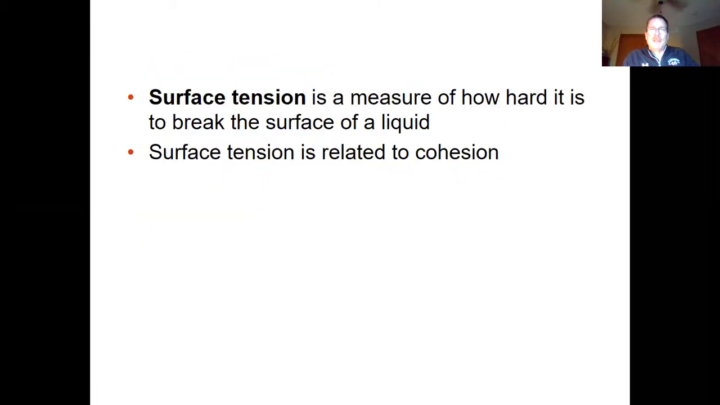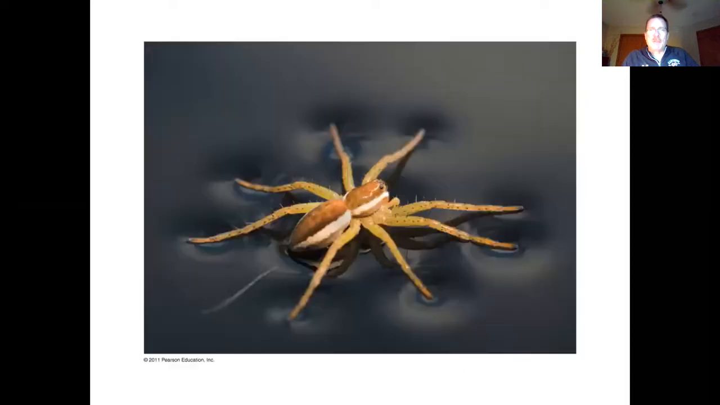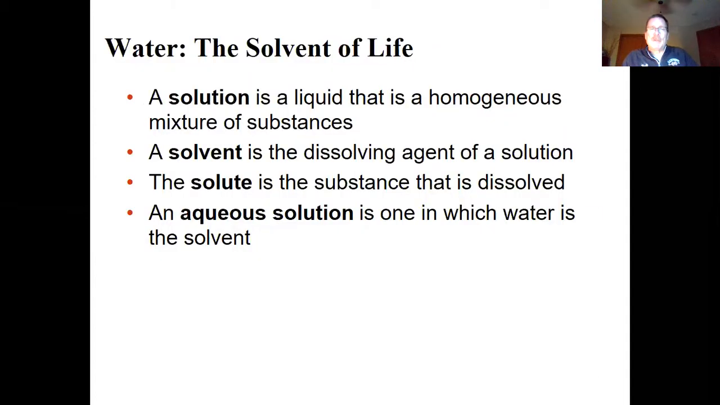Okay. Surface tension is a measure of how hard it is to break the surface of a liquid. Surface tension is similar to cohesion, the molecules, and it's why little bugs can run across the top of the water. Okay. So I'm making a note to show that little short surface tension film and put it on our Schoology site.